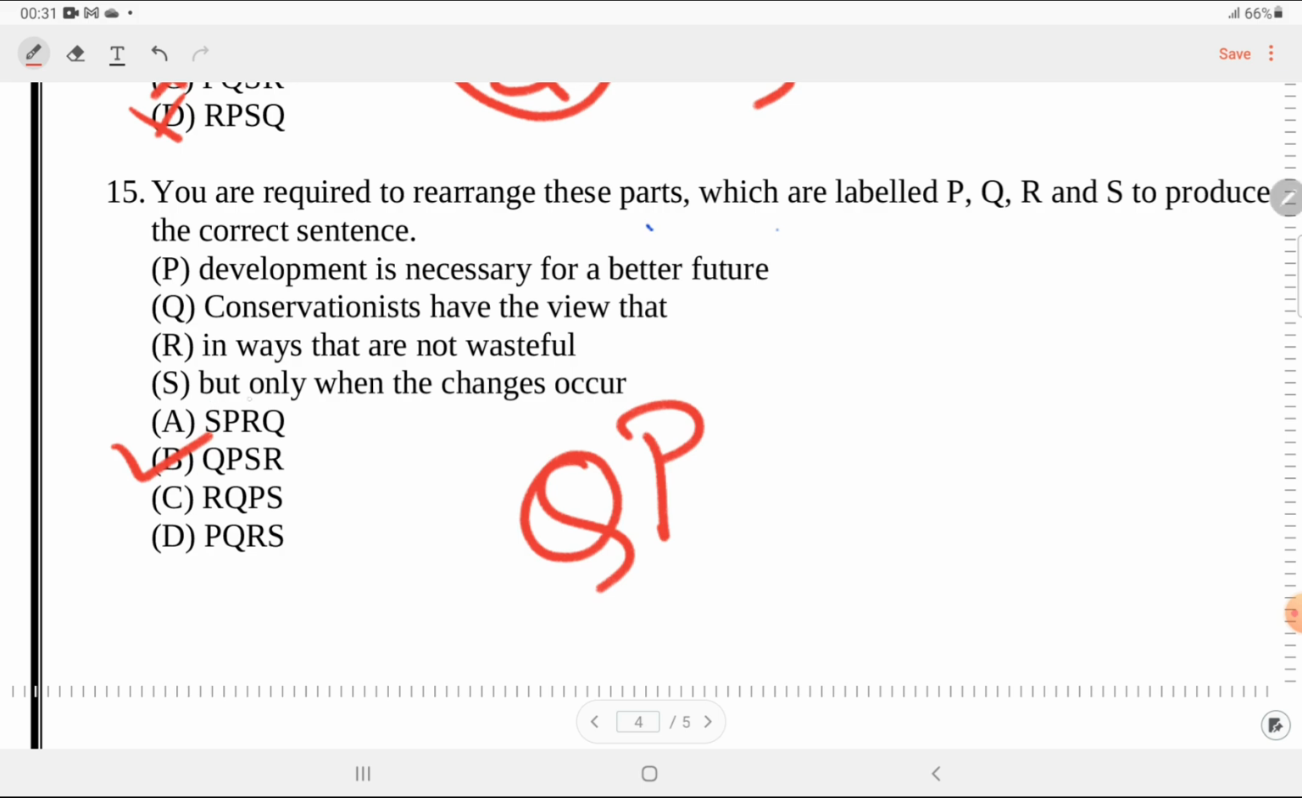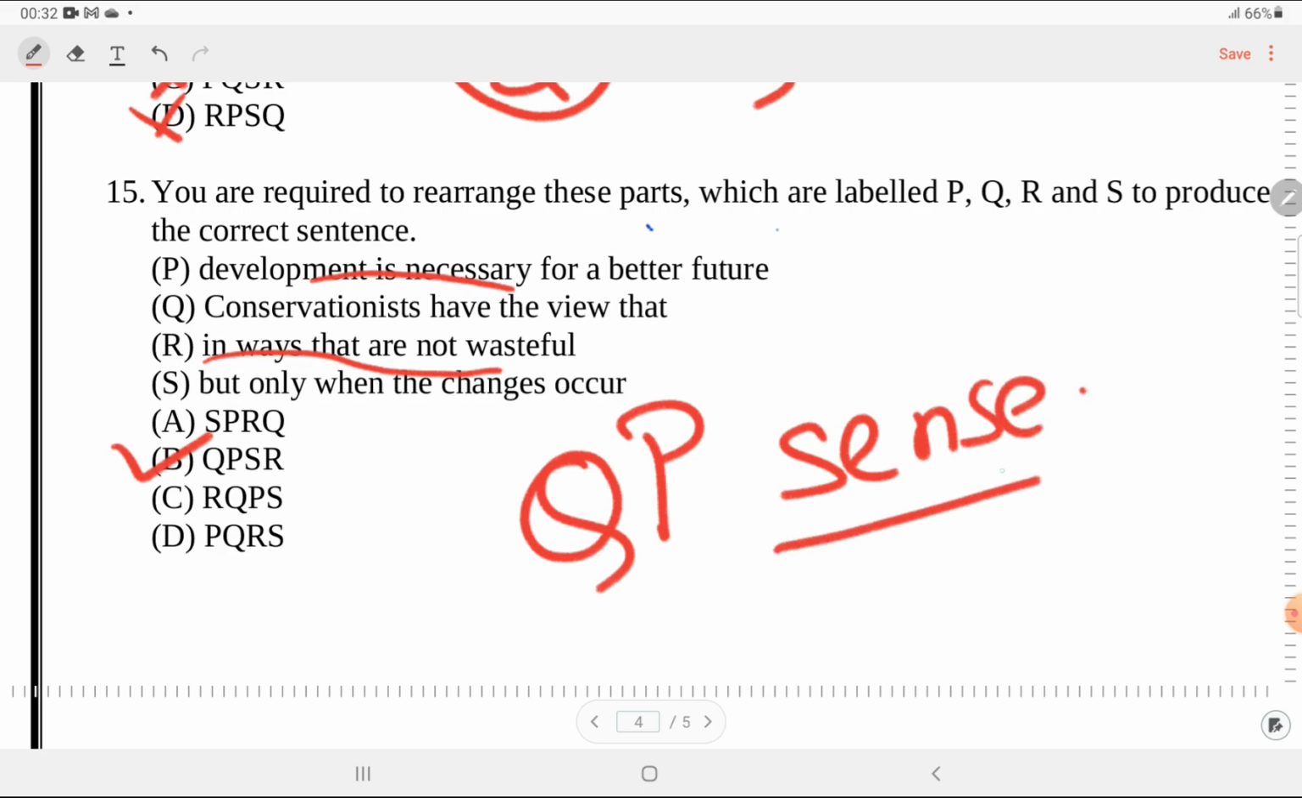So it is Q. Conservationists have the view that development is necessary for a better future in ways that are not wasteful. Yes, in ways that are not wasteful. Q, P, S, and R. We skipped S. So I just give a read again. Conservationists have the view that development is necessary for a better future, but only when the changes occur in ways that are not wasteful. So it is making sense. See, once you are able to locate it, dekho whether it is making sense or not. Okay, so 15B is the right one.